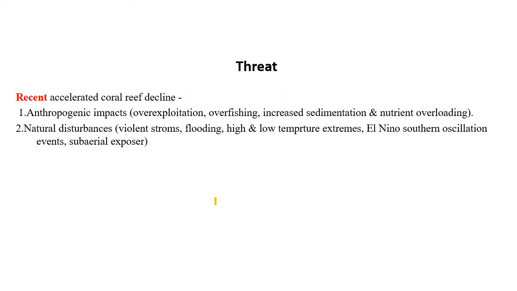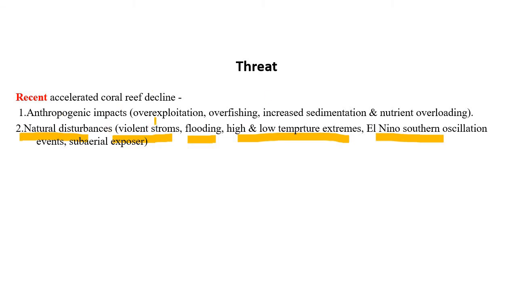The threats: there are two types of threats here. One is natural threats, with no human interference. Second, anthropogenic threats, meaning man-made interference. Natural disturbances mean storms, cyclones, flooding, high and low temperature extremes, El Nino conditions.